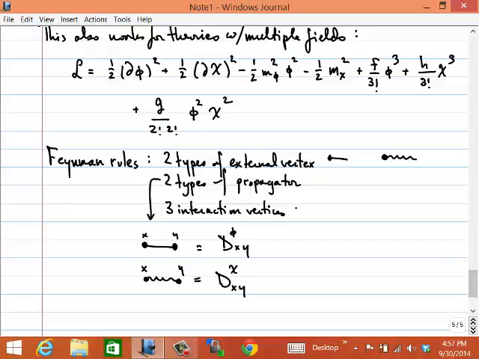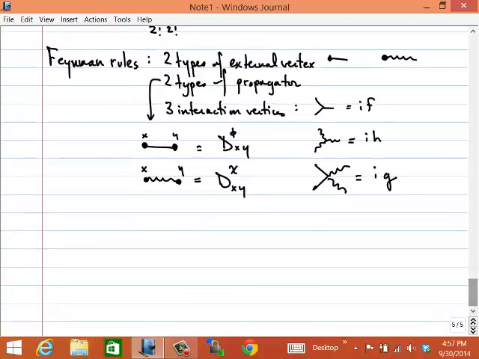And then the interaction vertices, well, you would have a three-point phi vertex. Phi is represented by a straight line, so this would be equal to iF. A three-point chi vertex. Chi I'll represent by a squiggly line. That'll be iH. And then you have a vertex that allows chis to turn into phis. So that'll give you an iG. Okay. And so then you can just go ahead and start computing things. Okay.